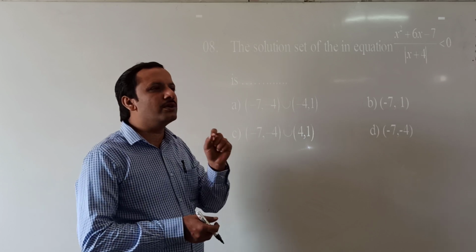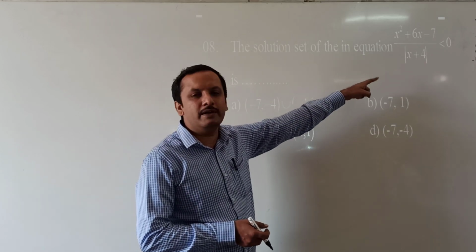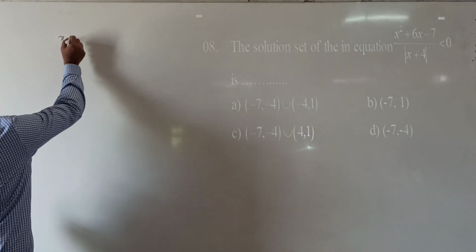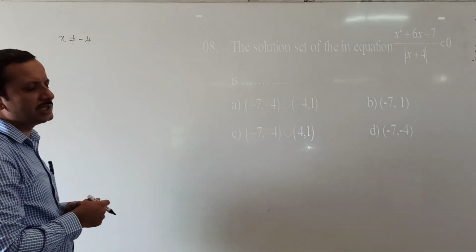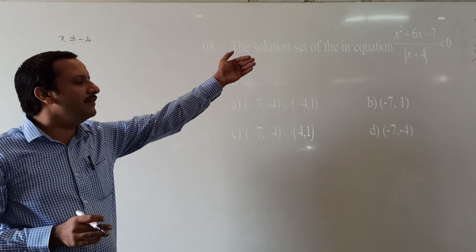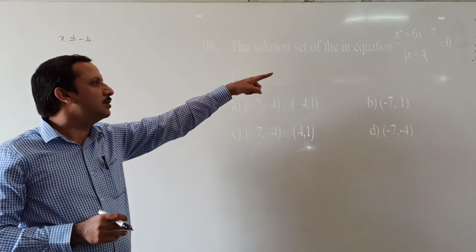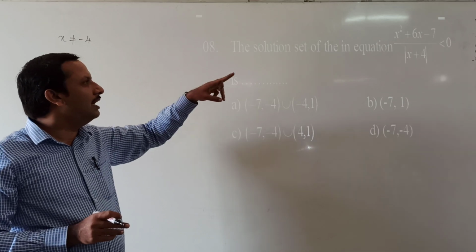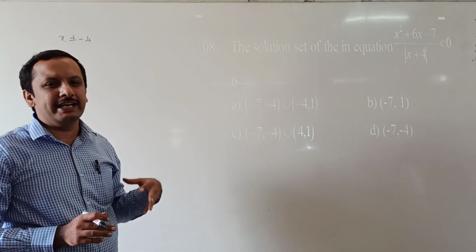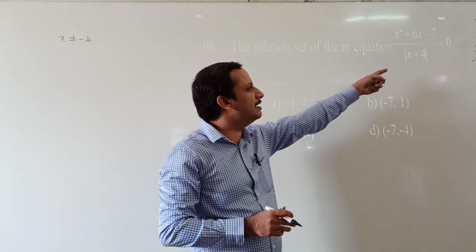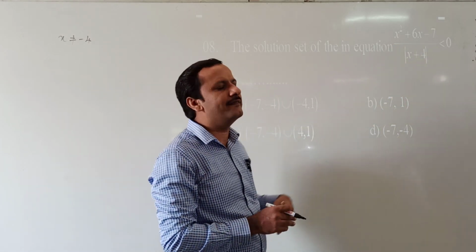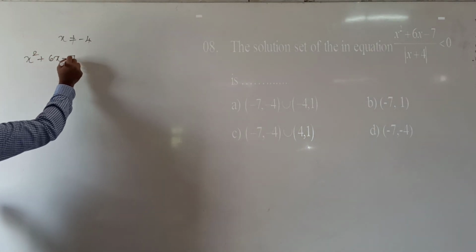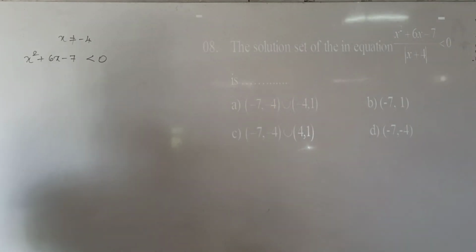And another thing that you have to note is that the denominator should not be equal to 0. Denominator should not be equal to 0 means x should not be equal to minus 4. Other than that, the denominator is always positive. So we have to ensure that x is not equal to minus 4. Then the numerator should be negative, because this denominator is always positive, hence this expression will be negative whenever the numerator is negative. Numerator is x square plus 6x minus 7. This should be negative. Let us factorize this.